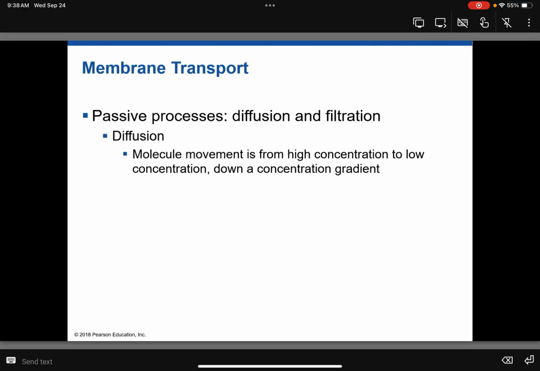It's the same thing. So it went from high to low. So these molecules are going to go from an area where there's a high concentration, meaning there are a lot of them, and go down to an area where there's a low concentration.